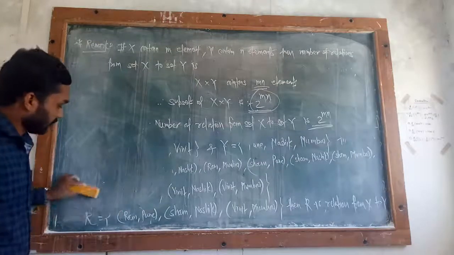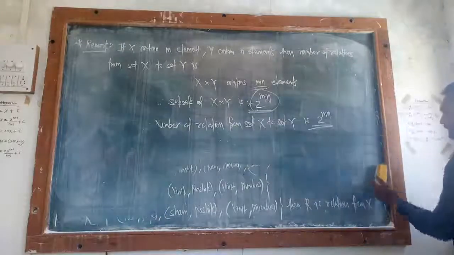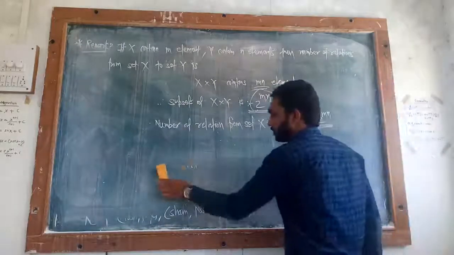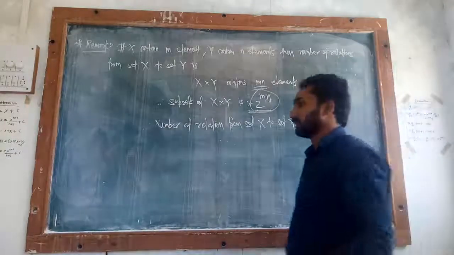Now we have to write down the second lemma, that is, the number of relations from set X to itself. Then what is your second lemma?